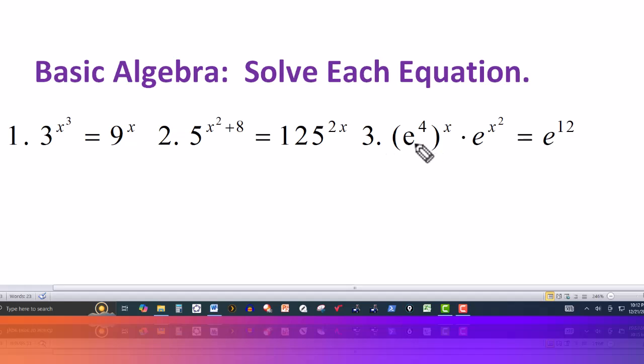Now for number 3, again, exponential: e to the 4 taken to the x power. So let's just multiply exponents. Lots of exponents, I can multiply those powers. So this will be e to the 4x, e to the x squared, and that's equal to e to the 12th. Now let's rewrite this. I have the same base here. Again, lots of exponents, I can add the exponents. So the power will be x squared plus 4x. And that'll equal e to the 12th.